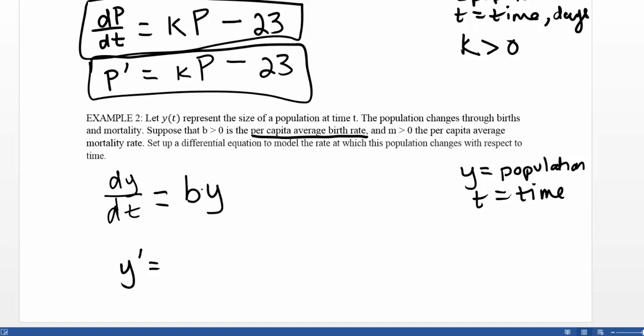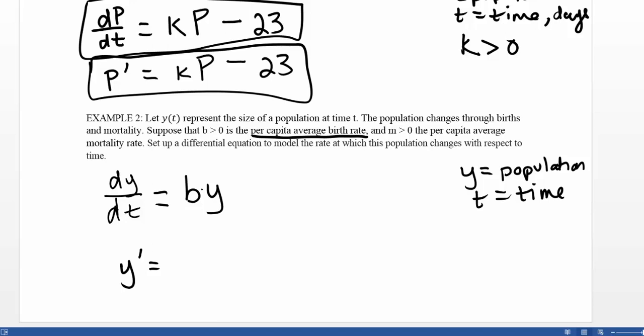That is going to multiply the size of the population. It's related to how many people there are. That's the per capita piece. That's related to the size of the population. Per capita is per household. So we know that since it's growing and B is greater than 0, we should have a positive B times Y to represent the growth.